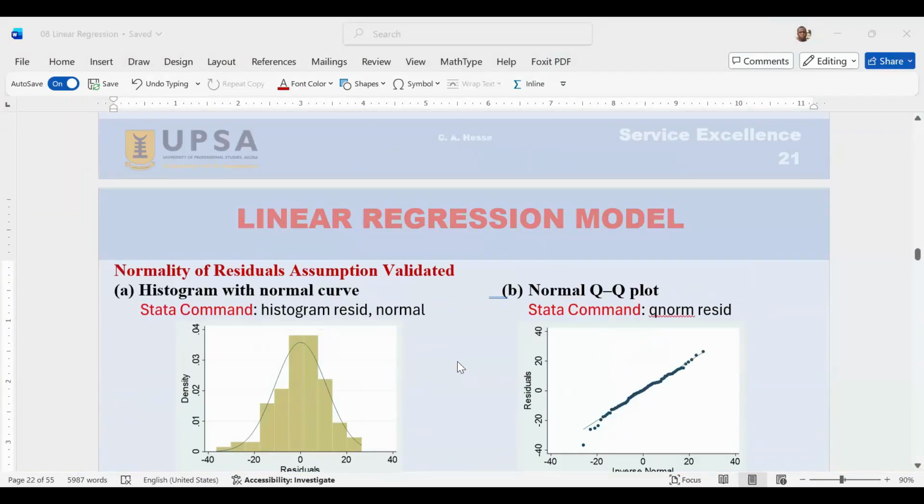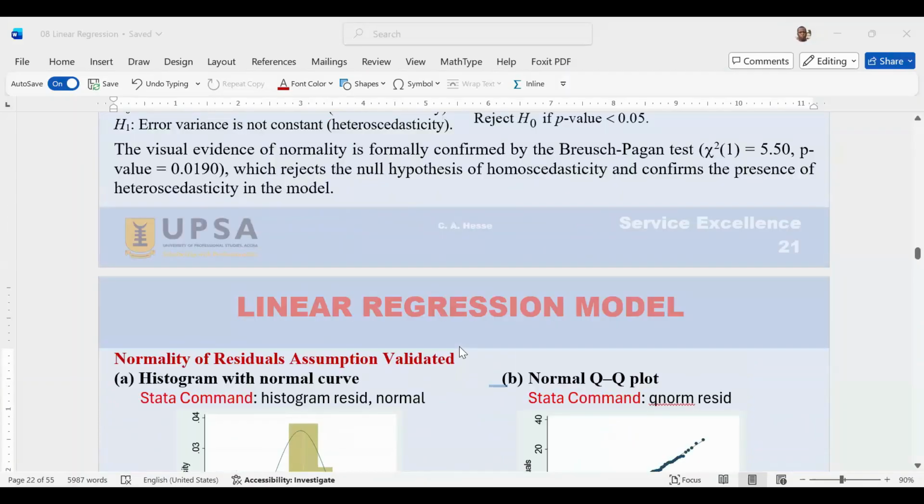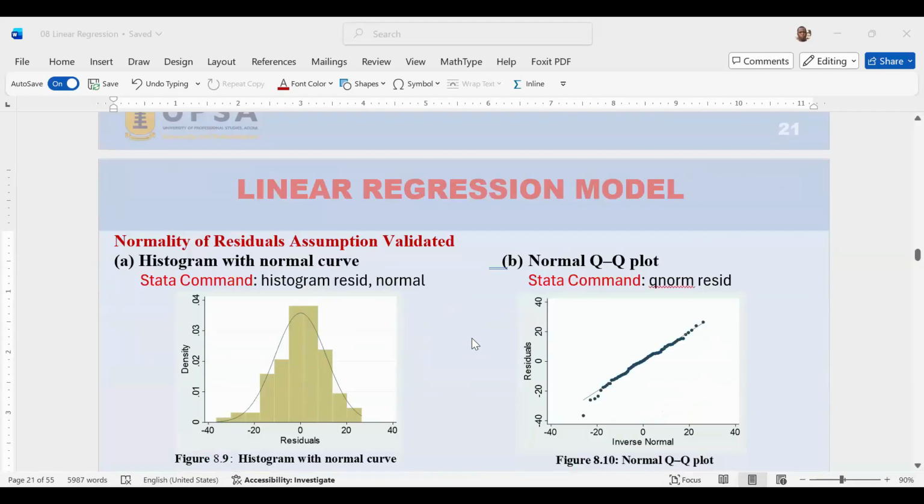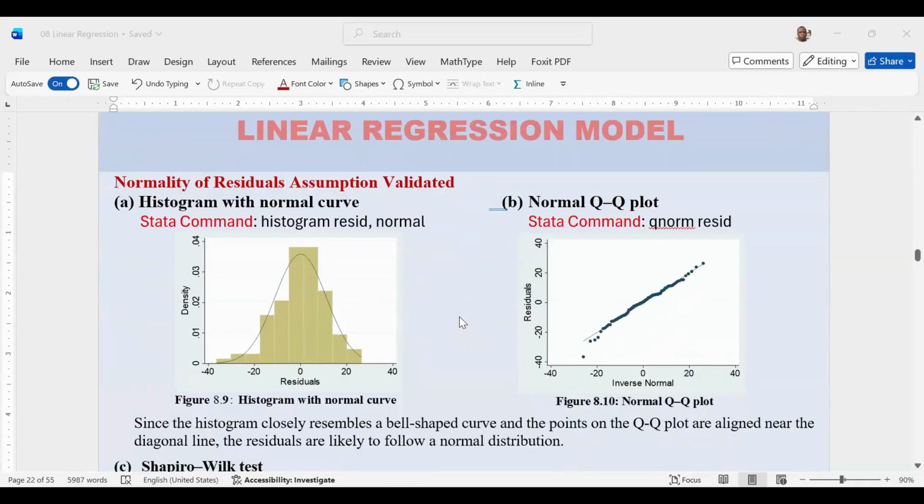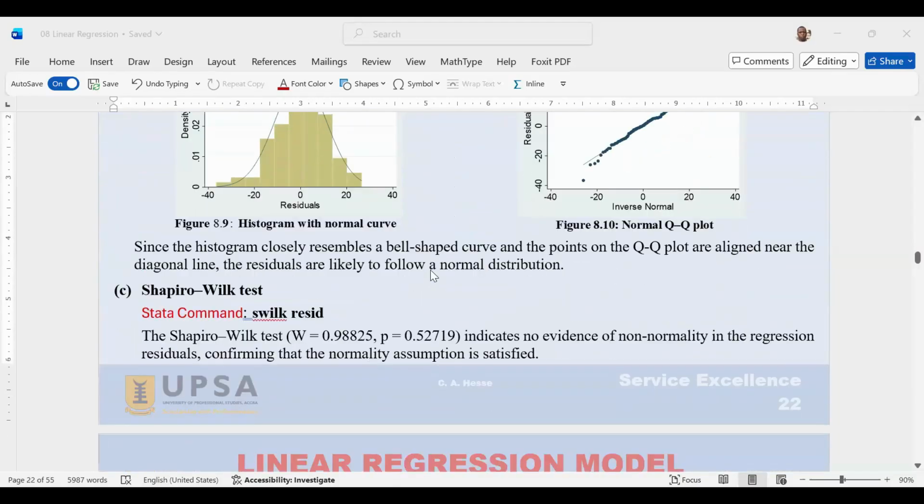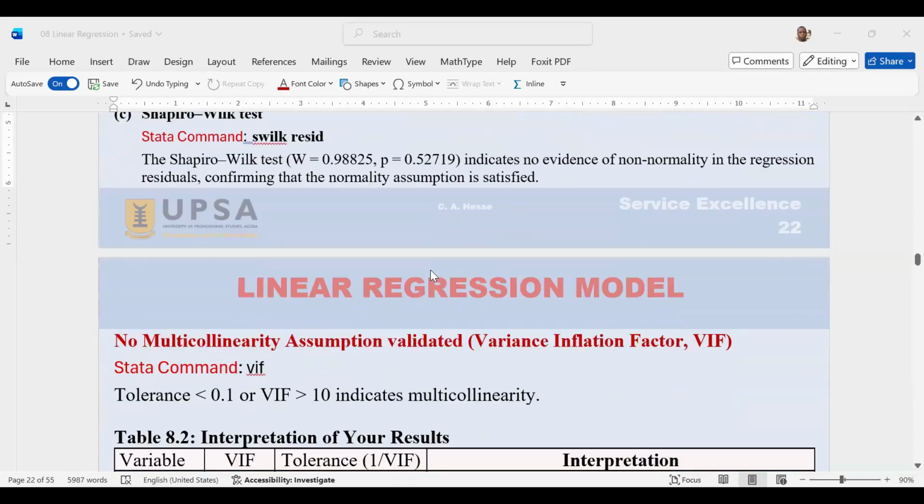So how many assumptions have been violated here? First, the linearity assumption is violated. The linearity and the homoscedasticity, so 2. But what about normality? It's been validated. Yes, validated. The other two are violated.